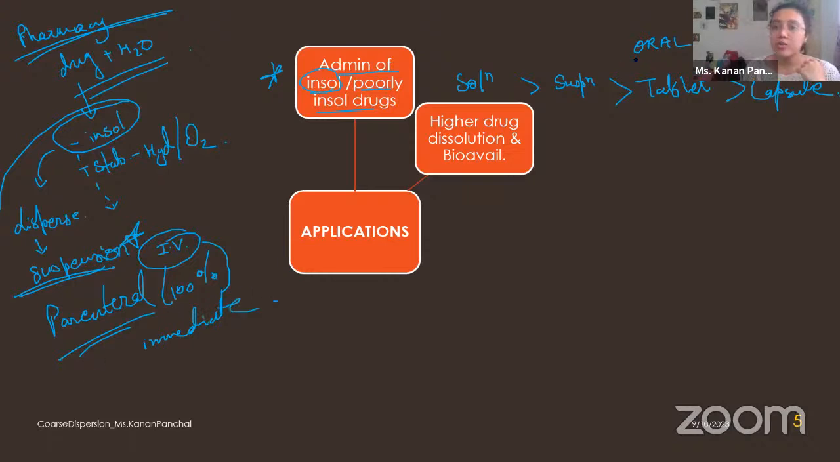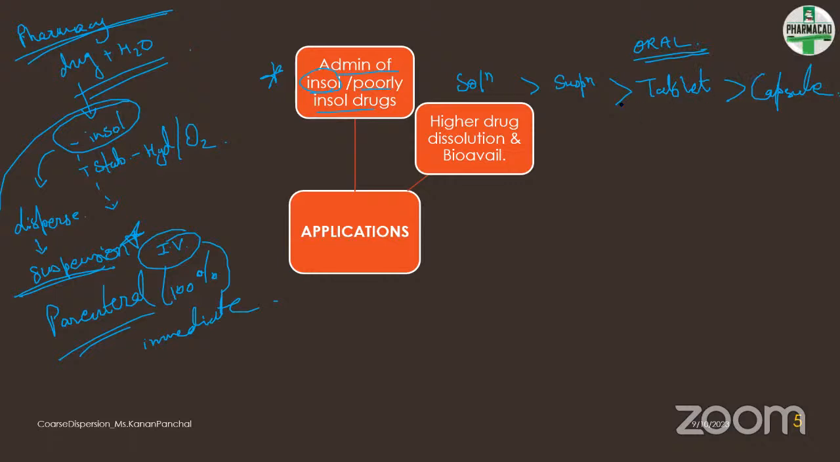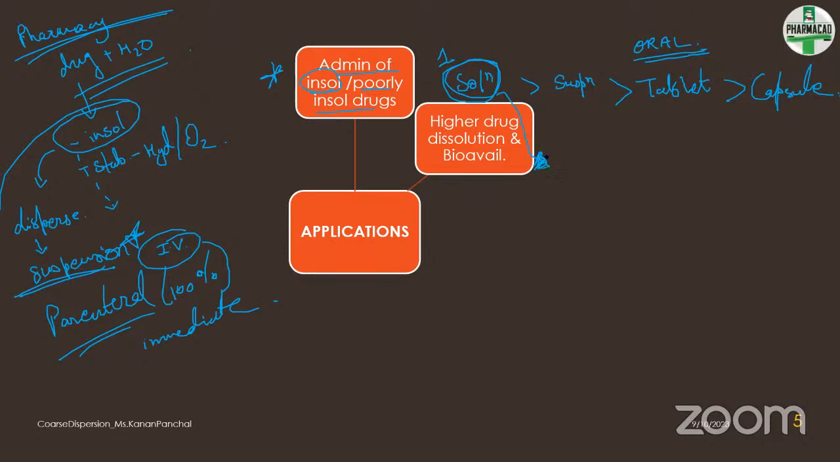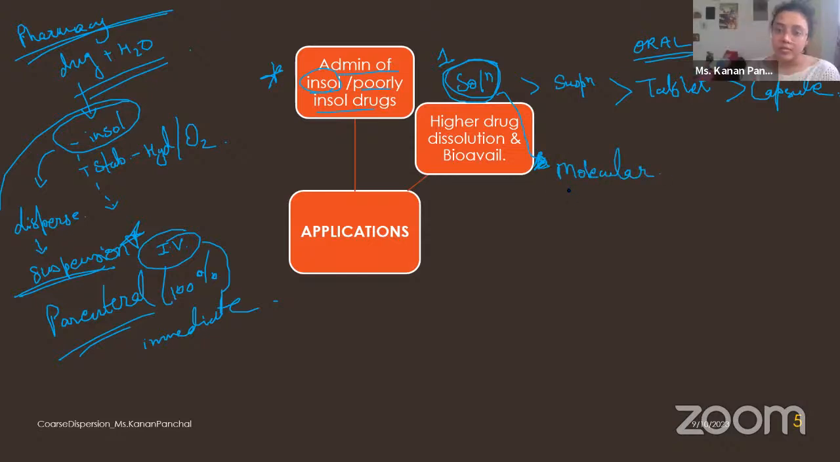But for oral use, tell me, among these which will have the highest and fastest bioavailability? Solution and suspension. Solution will. First number will be solution. Why? It is already in liquid form, so it is absorbed faster. It's already at the molecular level. That is why it will act immediately; it doesn't need a dissolution step.